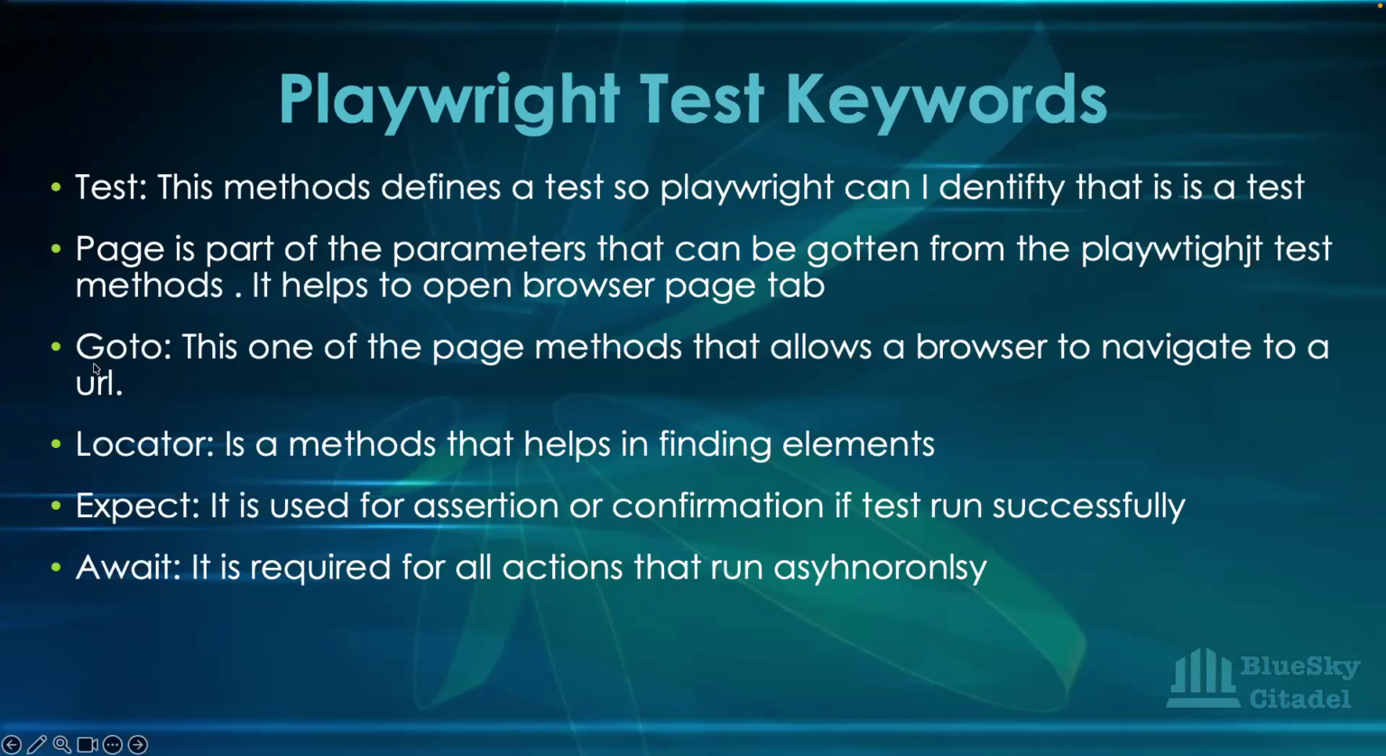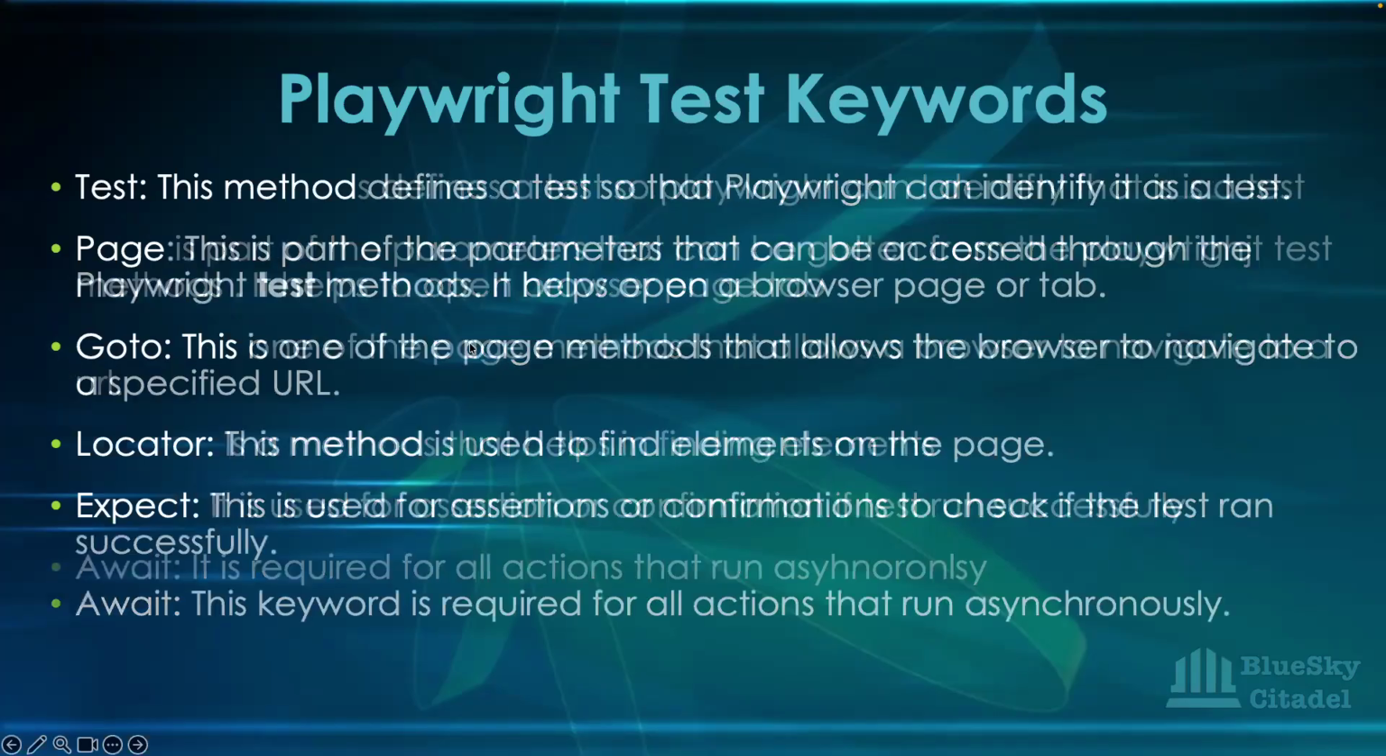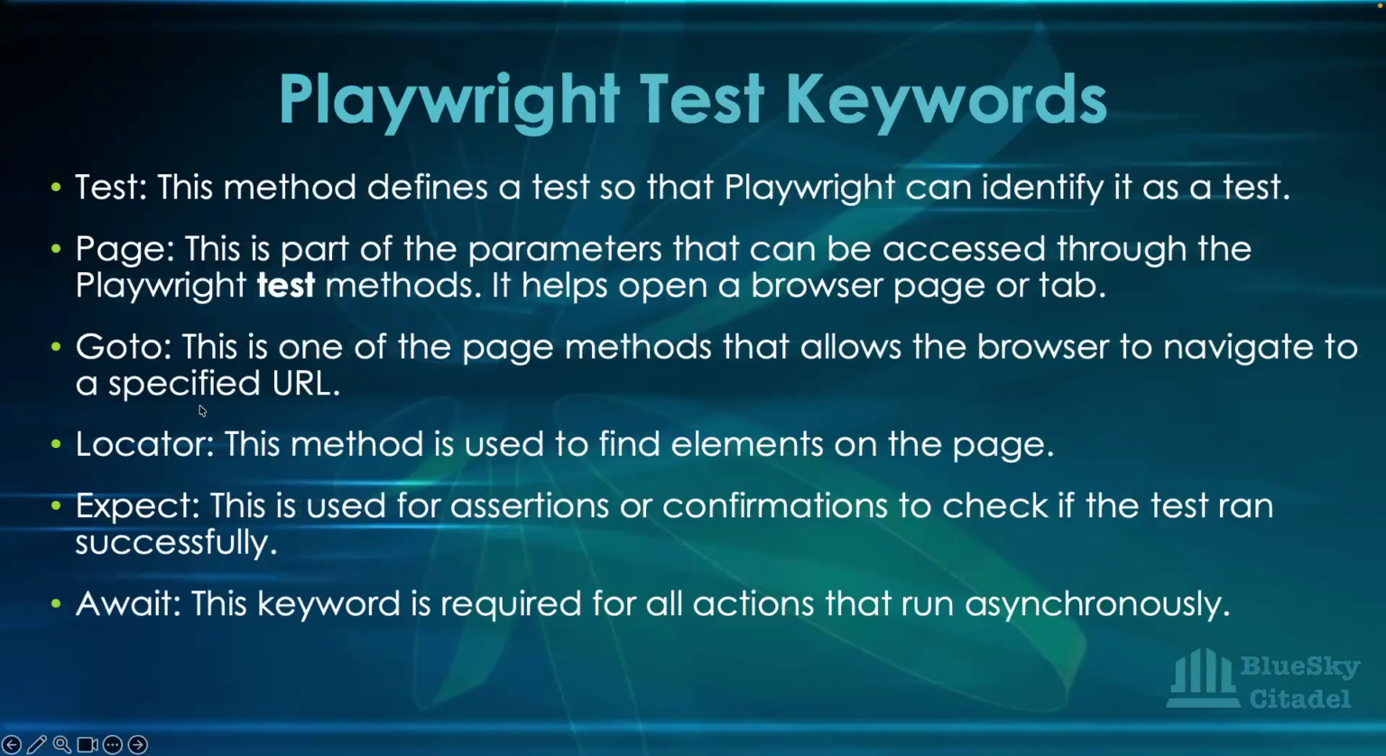The next one is goto. The goto is from the page. It's one of the page methods that allows the browser to navigate to a specified URL. And the next one is the locator. The locator is a method for finding elements on the page. Next week we're going to talk about locators in detail.